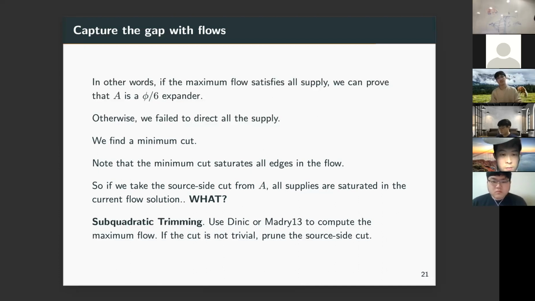So yeah, we just get a subquadratic trimming. You use Dinic or Madry to compute the maximum flow. And if the cut is not trivial, prune the source side cut. And then it's over. You can compute the trimming with one step of maximum flow. Any questions?